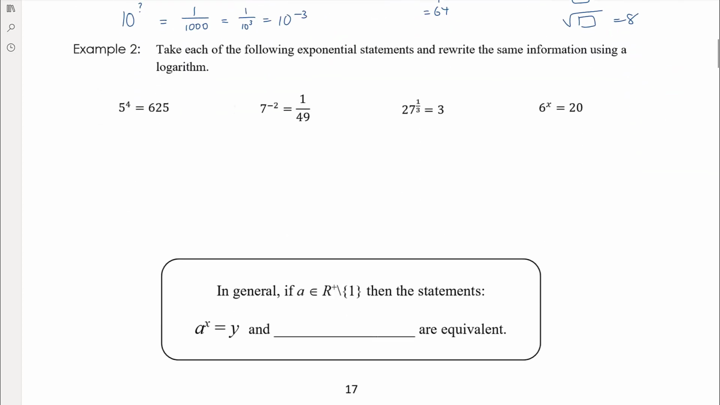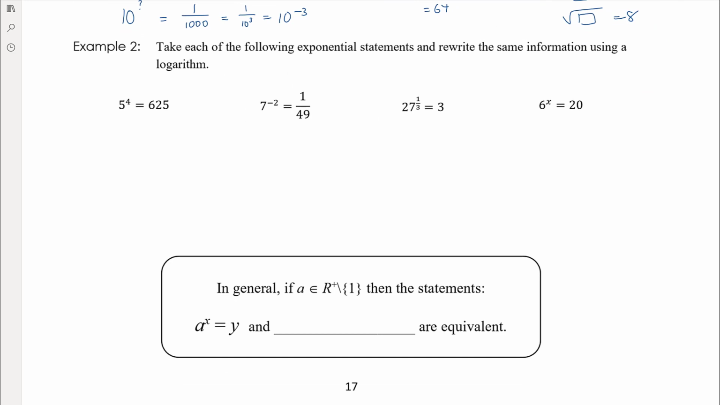Okay, in the next example, we want to take each of the exponential statements and rewrite the same information using a logarithm. So if we know that 5 to the power of 4 is 625, the equivalent log statement is log base 5. So it's really important that the base of the exponent becomes the base of the log. That's always going to be the same. Log base 5 of 625 is equal to 4, because 5 to the power of 4 is 625. If I'm counting in a times 5 kind of way, I need 4 steps to get to 625. Okay, so again, the base of the exponent becomes the base of the log.